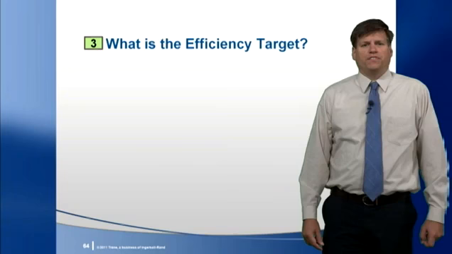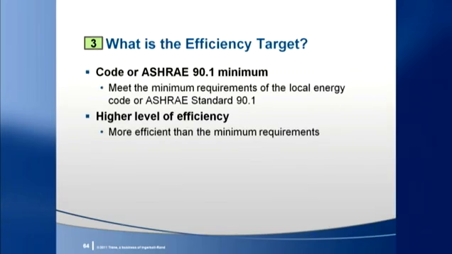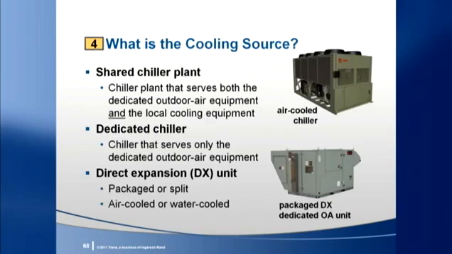The third goal is the efficiency target. Does the equipment need to just meet the minimum requirements or local energy code of ASHRAE 90.1? Or do you want to optimize the dedicated outdoor air equipment for the specific application and obtain higher efficiencies if possible? And the final piece of the puzzle is, what cooling sources are available for the given project.